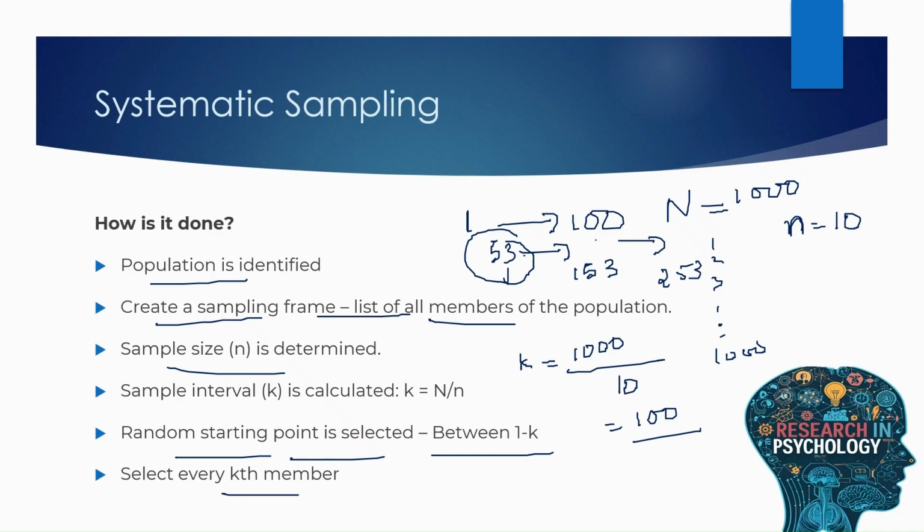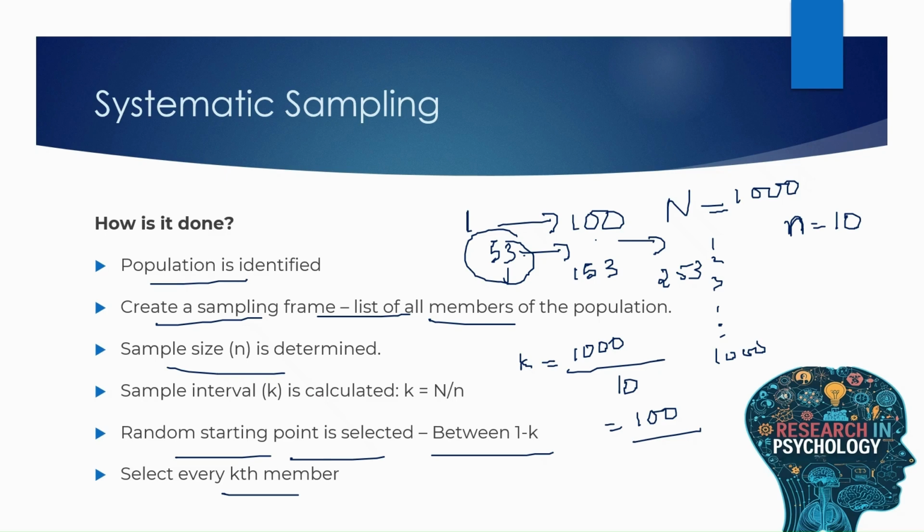Let me repeat this. First of all, we identify the population, and then we create a whole list of the people in that population, and we determine the population size. So if my population size is 1,000, so capital N is 1,000, and then I want to decide what should be the number in my sample, which is small n. So I have chosen 10 here, right? Then I have to choose the interval, like at what frequency I have to choose the person. So my formula is k equals capital N by small n, which is 1,000 by 10, which is equal to 100 for me, which means I can choose every 100th person.